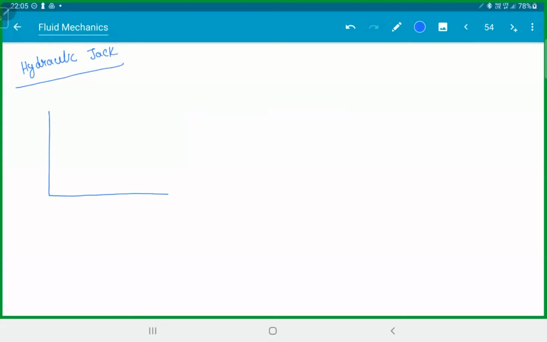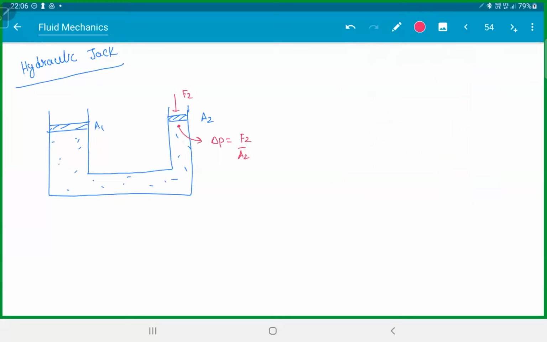So what is this concept here? Let's say we have a piston here, we have a big piston here. Let's say area is A1, area is A2, and this whole stuff is filled with fluid. Now, if you apply a force here, F2, because of this, the pressure will increase by F2 by A2. And this pressure will get transmitted to here, delta P. And because of this, you'll get a force F1, where F1 will be delta P into area A1, which is F2 into A1 by A2. So this is actually a force multiplier.